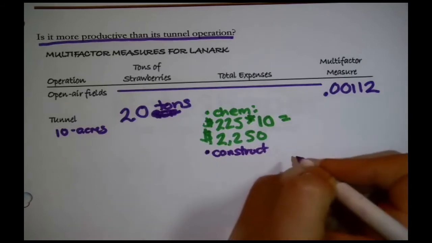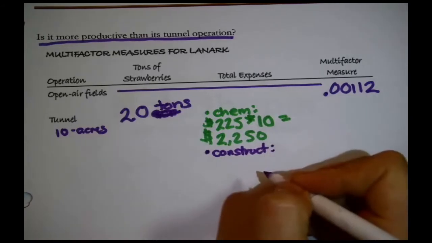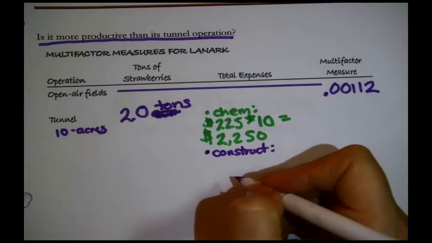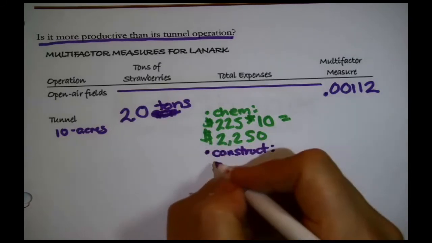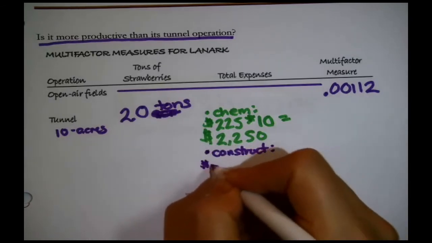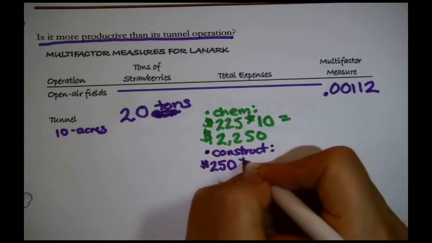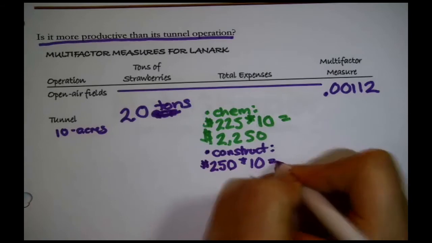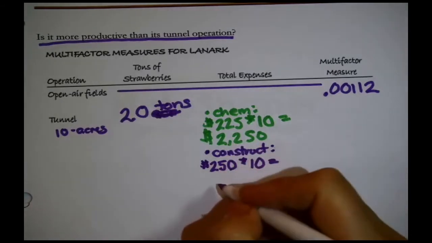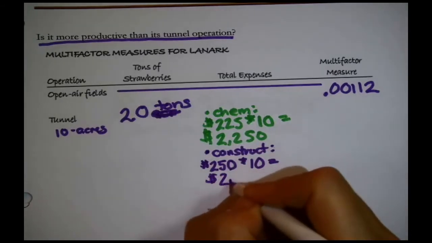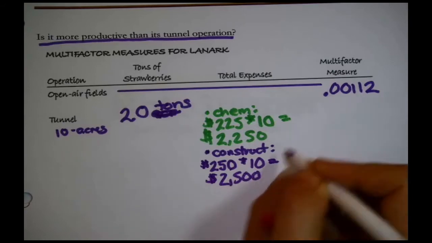So let's see, construction and maintenance, I'm just going to write construct there. What they actually quoted, they said it costs $250 per acre to construct and maintain those tunnels. So there's the 250 times, again, it's only 10 acres that they have under tunnels, but that means that we spent $2,500 on the tunnels themselves.